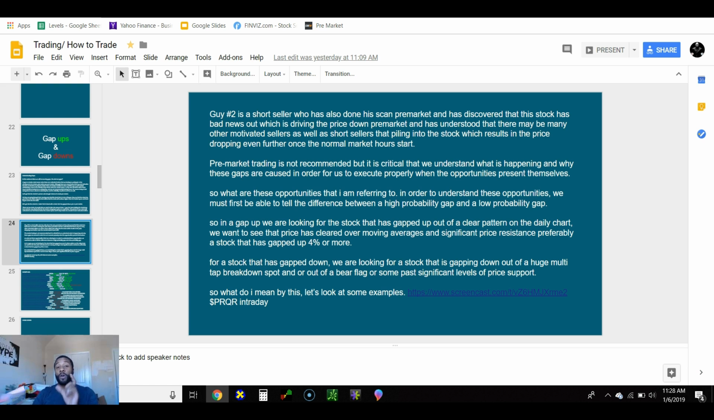And then we need to also understand that, like I said before, this is not an exact science. So you may see 10 gap downs, right? And maybe 5 of them will go down, 2 of them will go sideways, and 3 of them will go up. You see? So you have to be prepared to capitalize off the thing.